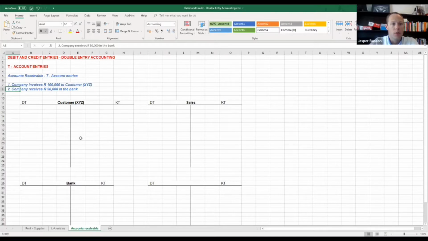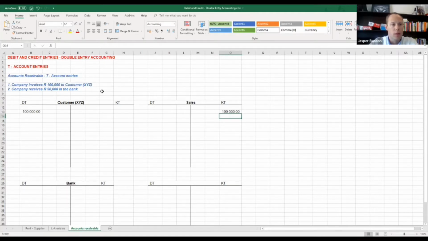So the first entry would be when you issue the invoice, where the customer would increase and your sales will increase as well. The customer is an asset, which will increase on the debit side. So when you do the invoice, your customer will increase with 100,000 rand, and your sales will increase on the credit side with 100,000 rand, or on the right hand side.